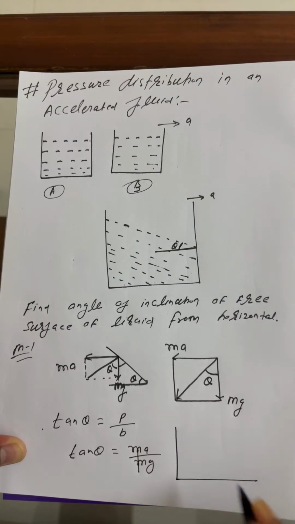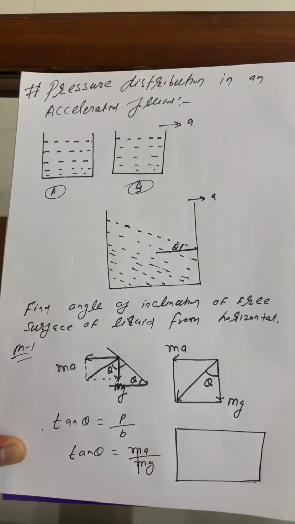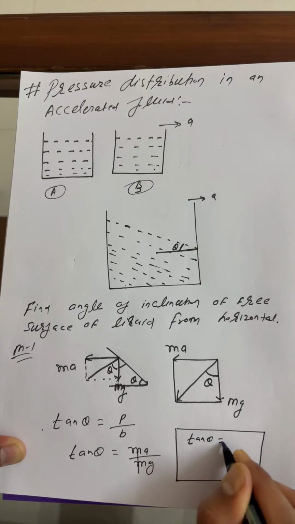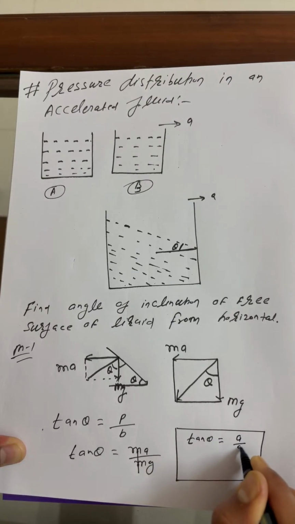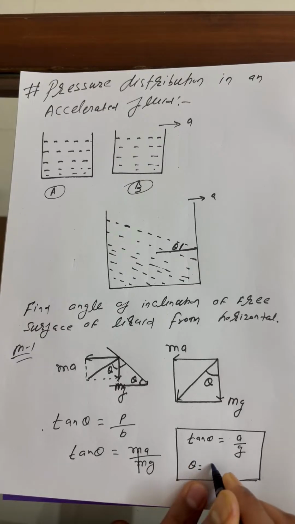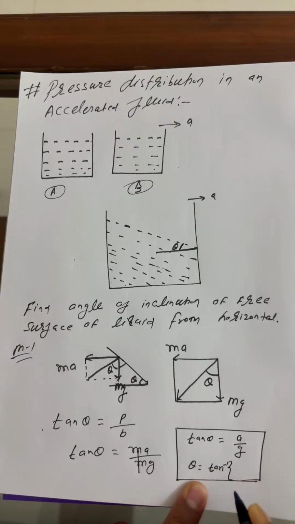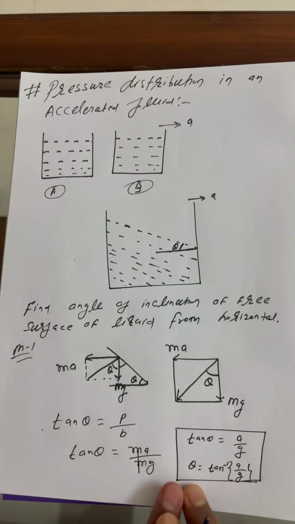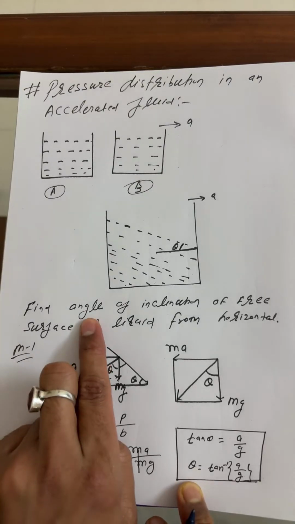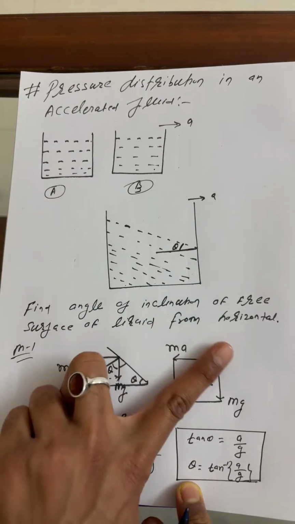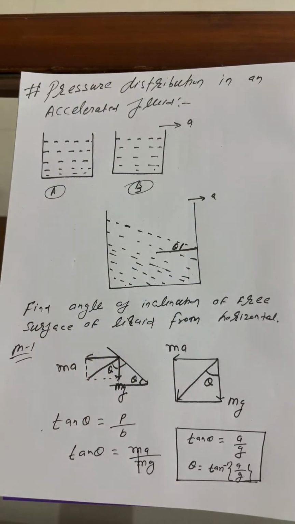So finally, students, you can write a tan theta. Tan theta is what? a by g. Or you can write theta is equal to tan inverse a by g. So we wish to find theta, the angle of inclination of the free surface of the liquid from the horizontal, which I have done.